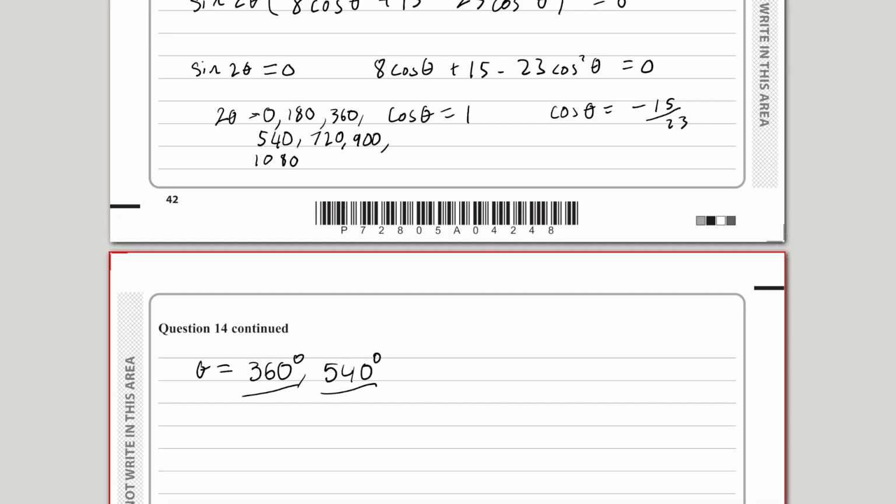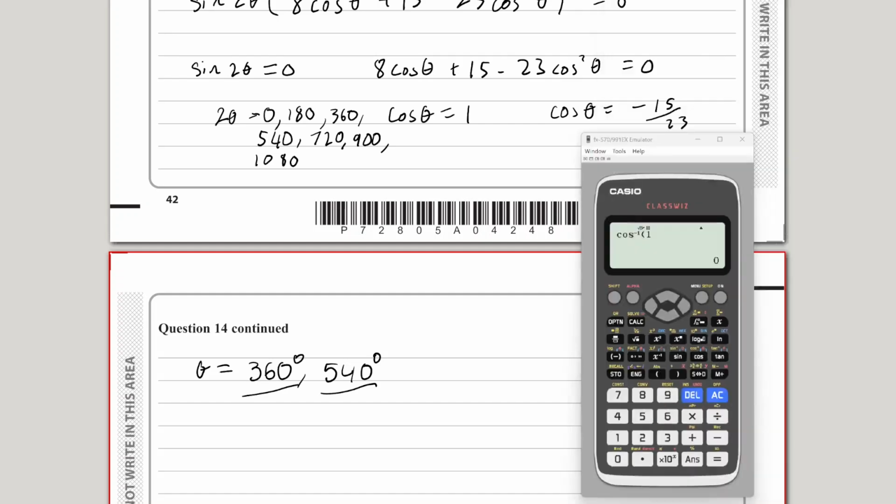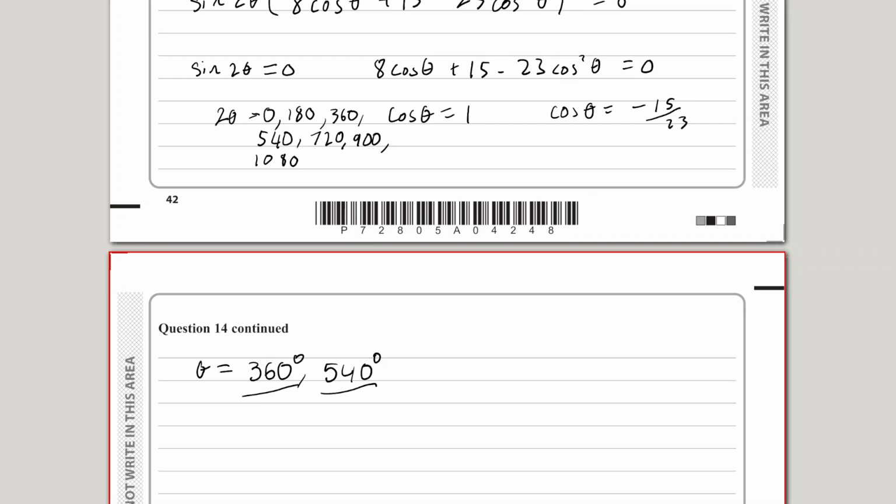How about for cos theta equals 1? Shift cos 1 is 0. The next answer will be 360. And then these repeat every 360. So 720 and 1080 again. So we've already got these answers. 360.